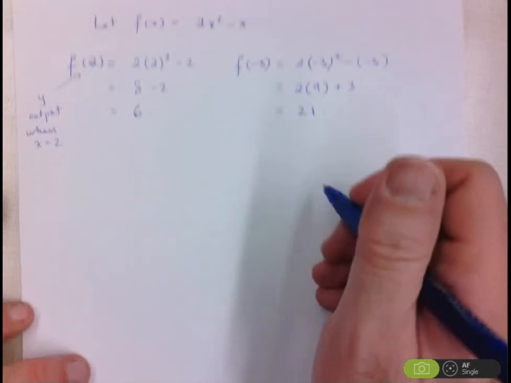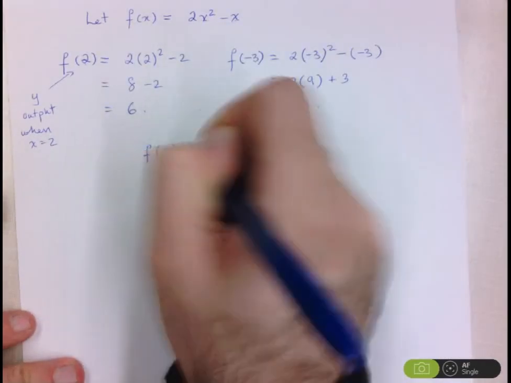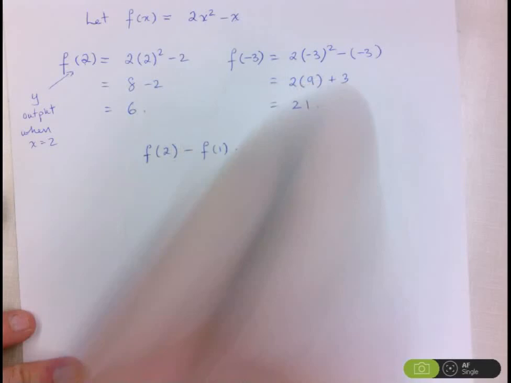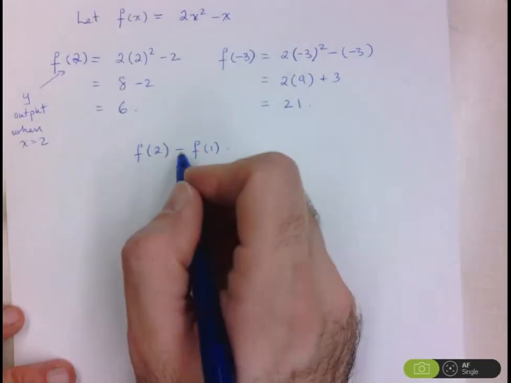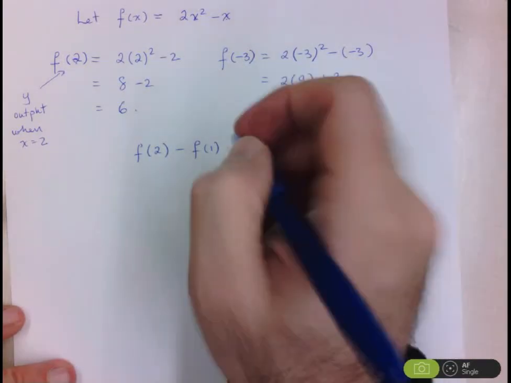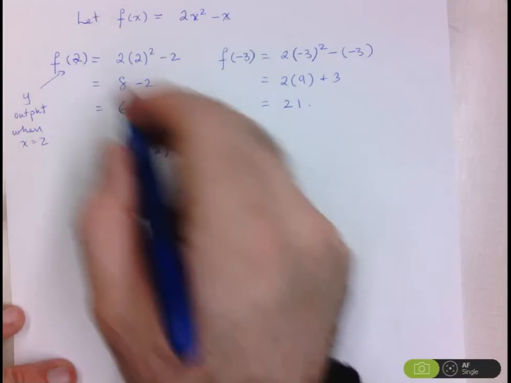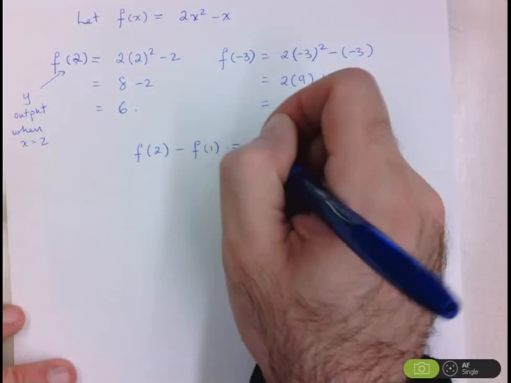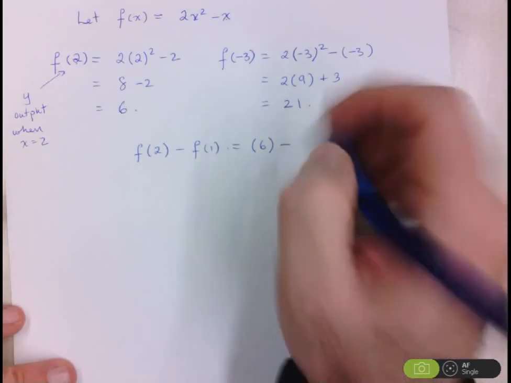Now I could find f at 2 minus f at 1. Notice here I'm taking the difference of 2 different function values. So the first thing you need to do is determine each individual function value. Well, I've already determined f at 2, so that's equal to 6. I'm not going to redo that. And now let me subtract f at 1.